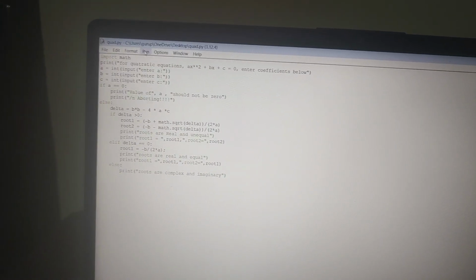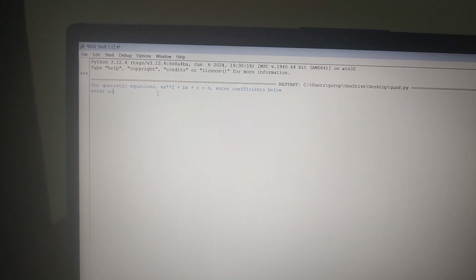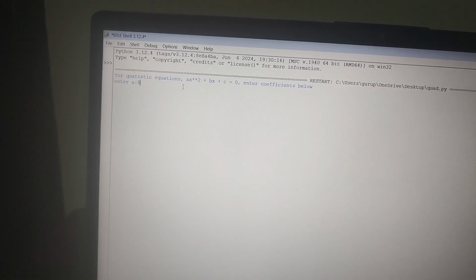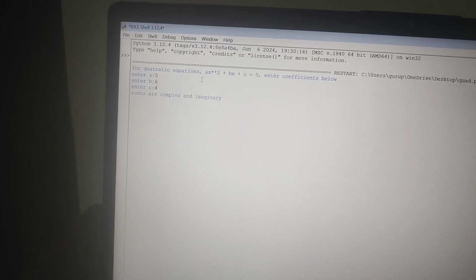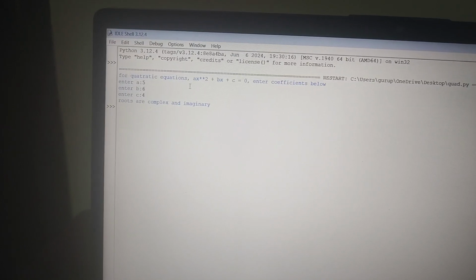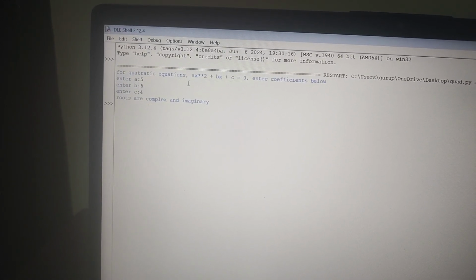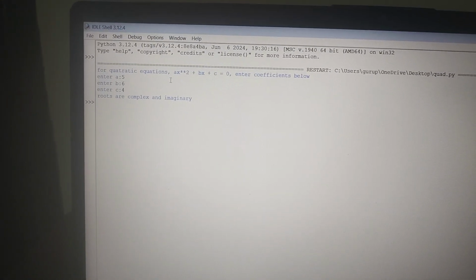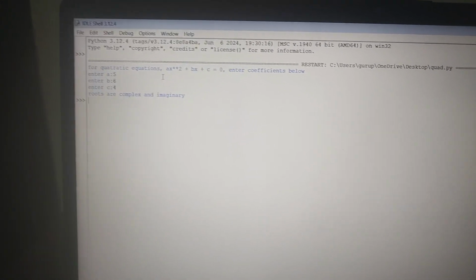To run this program, go to Run, and just give Run Module or F5. Then we can enter the coefficients. I am giving a value 5, then b value 6 and c value 4. So the result is, roots are complex and imaginary, because the delta value is less than 0. Thank you.